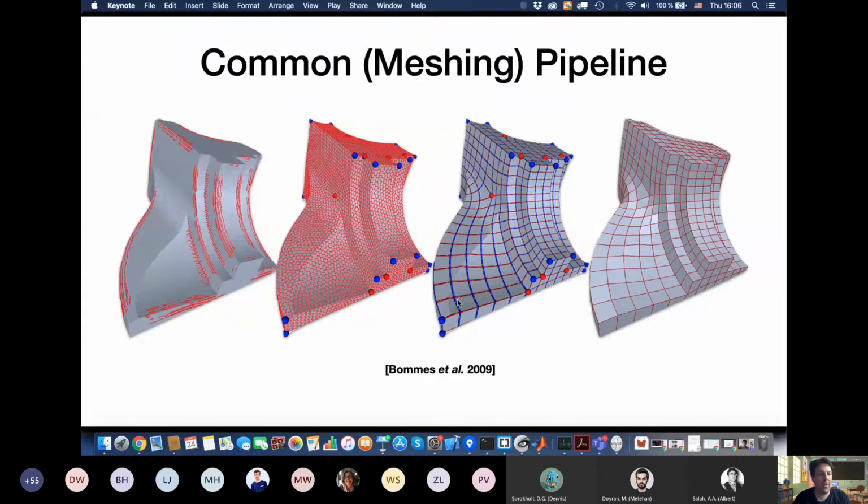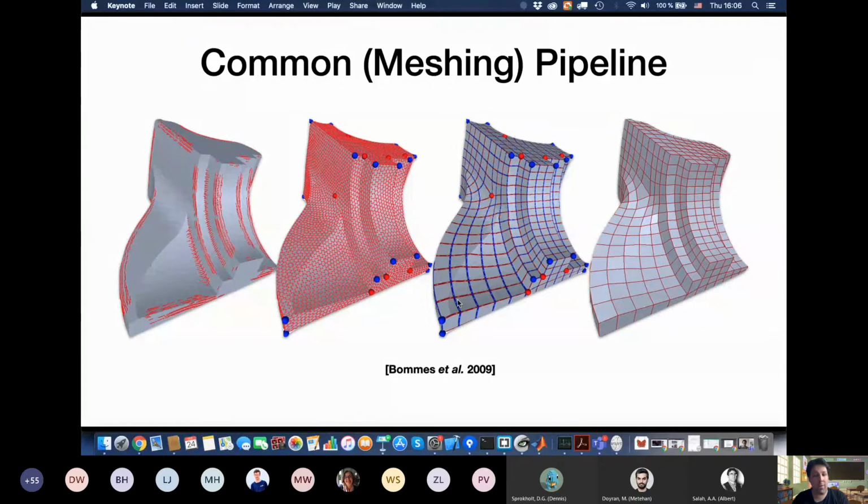And then you say, okay, let me compute some kind of cross field. That's the second image to the left. The cross field would have those singular points. I will not formally define them, but they are points where the cross field has a defect, like the corner of the cube. And then I'm going to take this cross field and I'm going to integrate it. Integrate it means finding a function that the cross field is like the gradient of. So it follows the trend of those vectors. So this is the second from the right image.